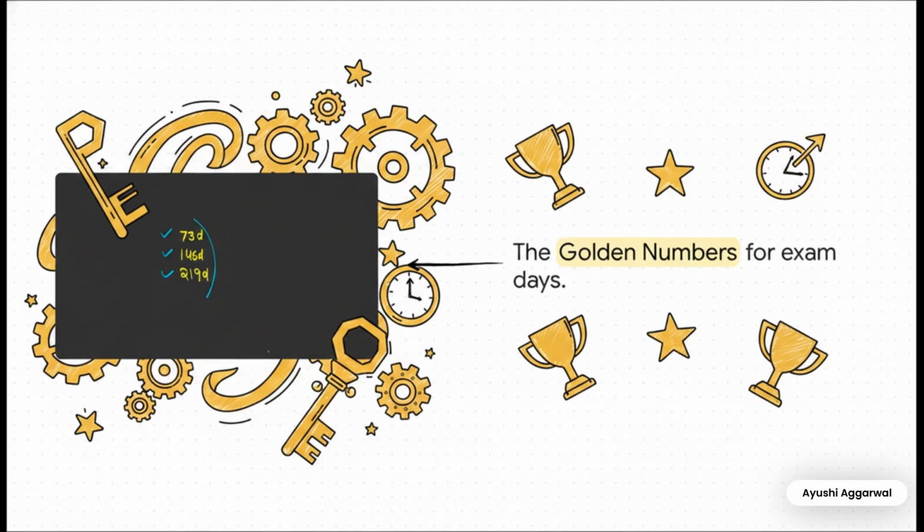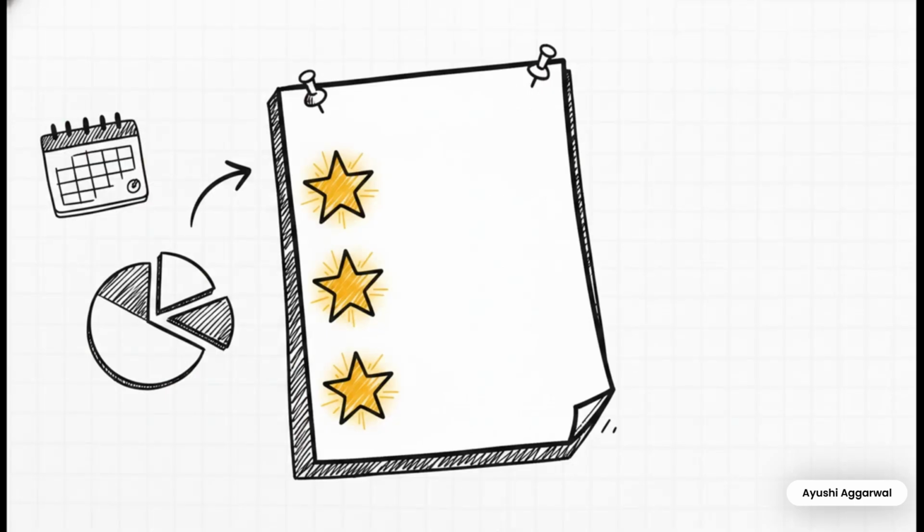Just look at these 3 golden numbers. I want you to write these bullet points down right now. In railway and state exams, the day count will almost always be a multiple of 73. And why is that? Because 73 days is exactly 1/5 of a 365-day year. 146 days is exactly 2/5 of a year. And 219 days is 3/5 of a year.